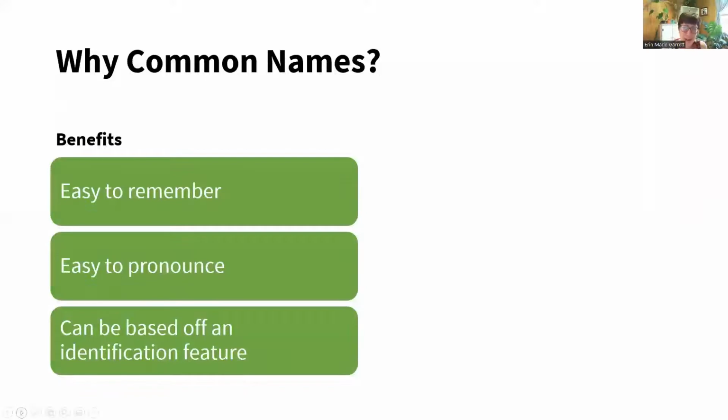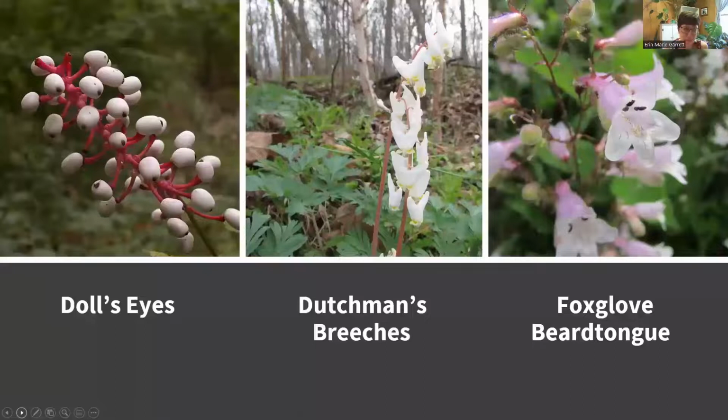Okay, so definitely different and something that would take some getting used to. So let's focus on common names for a second. Obviously, there's lots of benefits. For the most part, they're easy to remember, also easy to pronounce, and many times they're based off an identification feature or some other characteristic of the plant. So to give some examples, we have doll's eyes on the left, which the berries look like an eyeball with a pupil, so very distinctive.